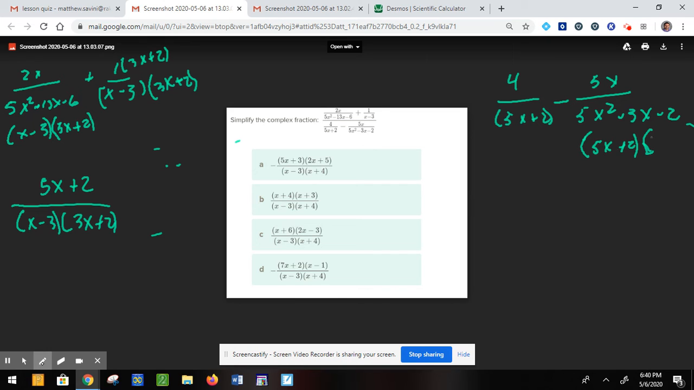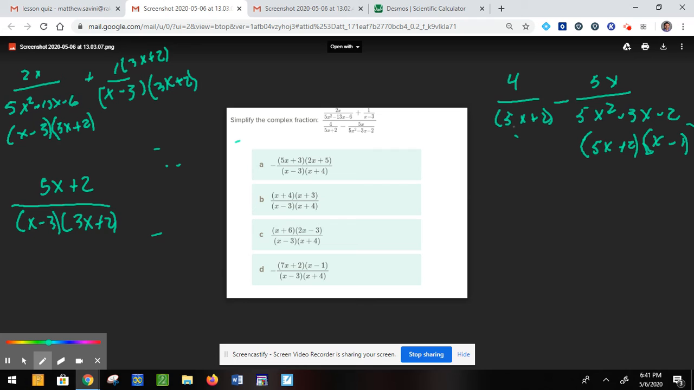So if 5x is the first term, x has to be the second term. If that's plus 2 and that's minus 2, then it's got to be minus 1. Right? Foil it back together, see if it works. 5x times x is 5x squared, yes. 5x times negative 1 is negative 5x. 2 times x is 2x. Negative 5x plus 2x is negative 3x. So that's good. And then 2 times negative 1 is negative 2. So those are the factors of that denominator.